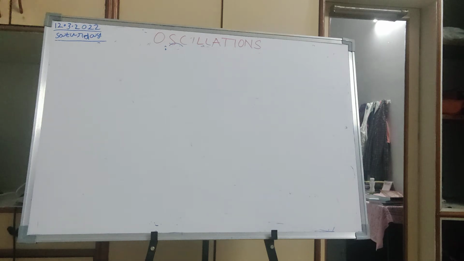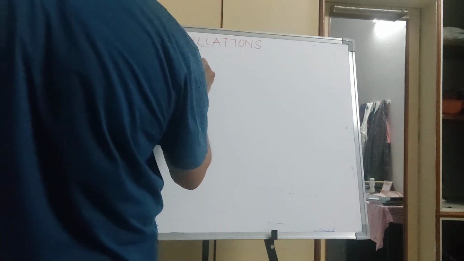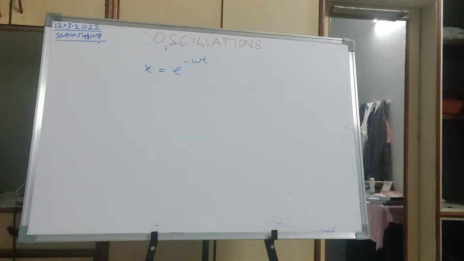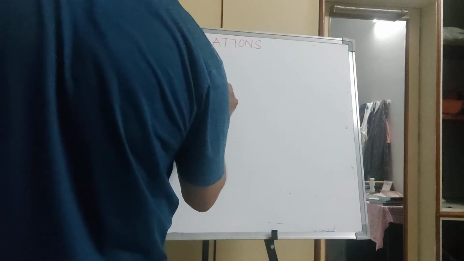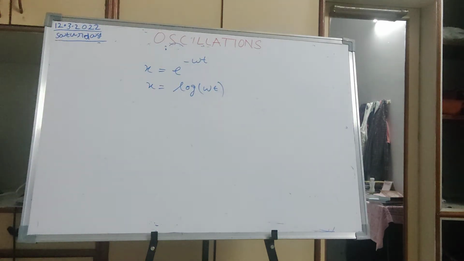Now he is asking whether x is equal to e to the power minus omega t is periodic in nature. The answer is no. It's an exponential function. The exponential stuff is not periodic in nature. Similarly, the fourth one, x is equal to, let us say, log omega t. This is logarithmic. This is also not periodic in nature. Okay, logarithmic is something different.